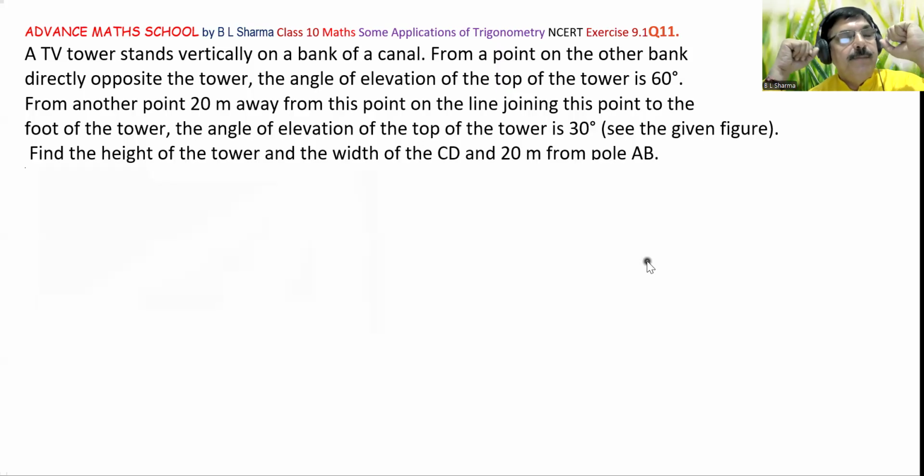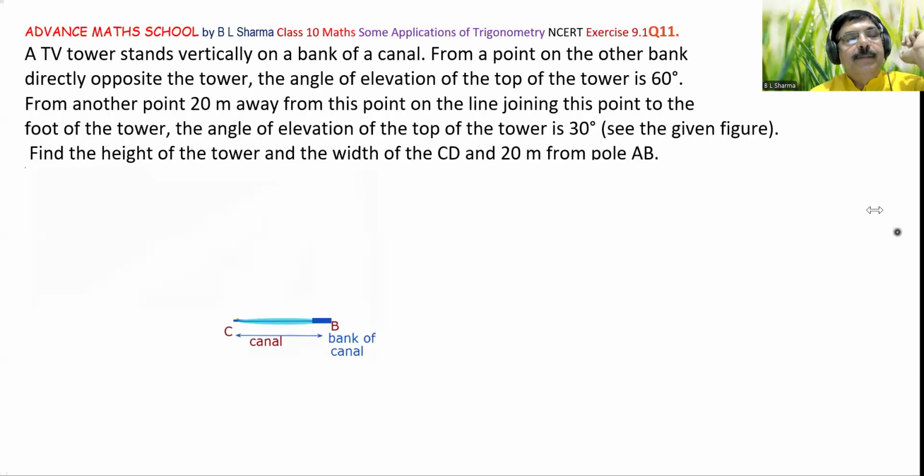एप्लीकेशन ऑफ ट्रिग्नोमेट्री चैप्टर में कई बार क्वेश्चन के साथ डायग्राम गिवन नहीं होता है. क्वेश्चन ये है कि ए टीवी टावर स्टैंड्स वर्टिकली ऑन अ बैंक ऑफ अ रिवर. एक जो है कैनाल है, ये देखिए कैनाल है, और कैनाल के एक बैंक पे किनारे पे एक टावर स्टैंड करते हैं. ये कैनाल है और इसके किनारे पे देखिए बैंक ऑफ कैनाल है और ये एक टावर है.